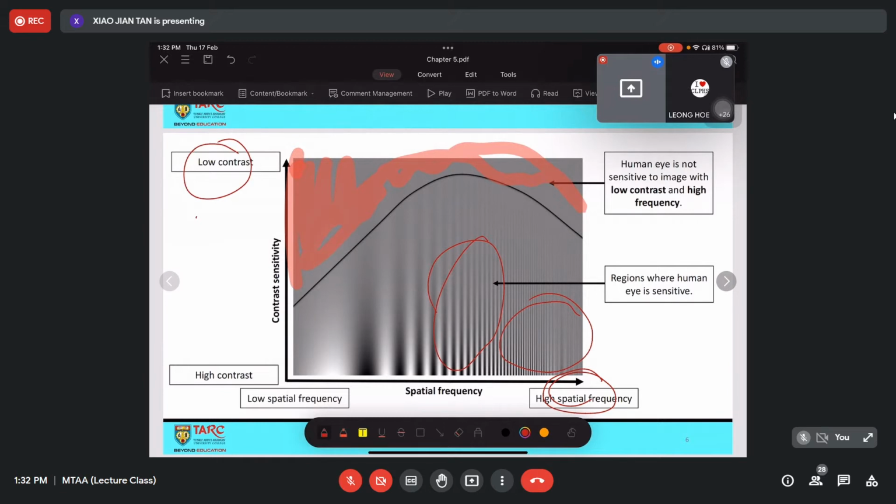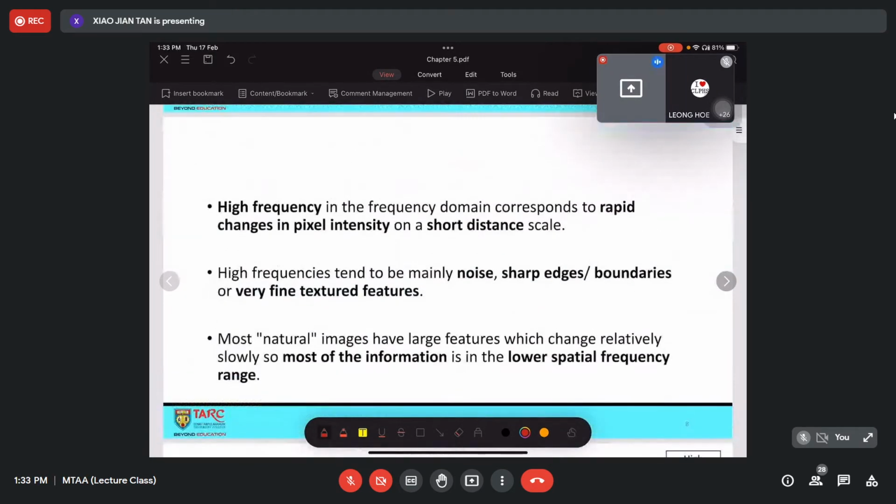But when we are looking into the high-frequency region, the contrast must be high as well. Okay, if not, we're not able to see that. We'll be falling out from this region into that region. So high frequency in the frequency domain corresponds to rapid change in pixel intensity over a short distance. So this is the definition for high frequency information.